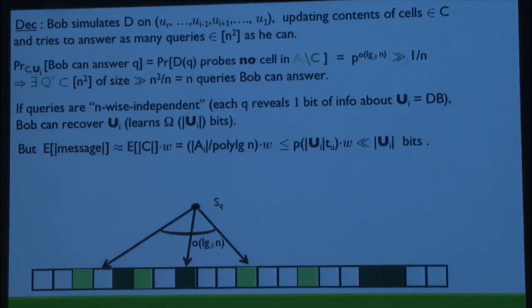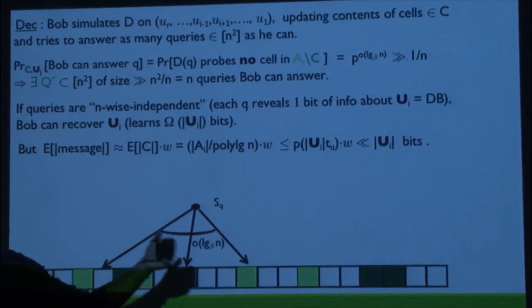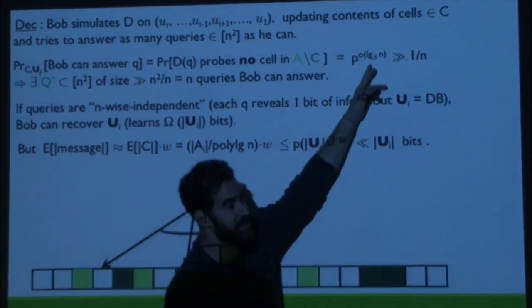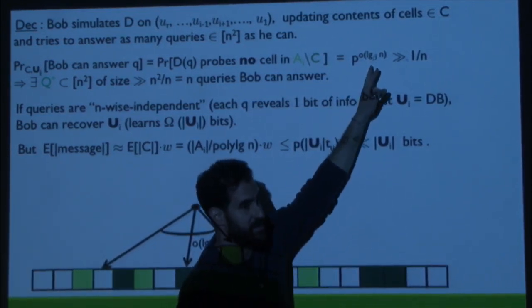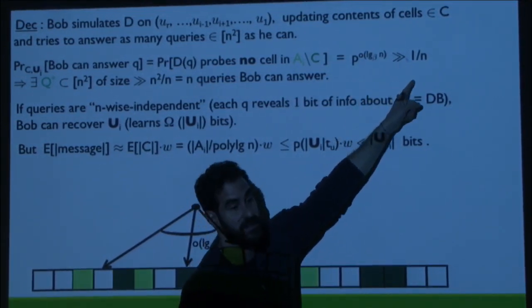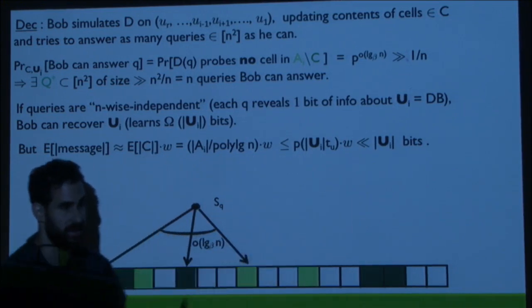Is that point clear? So Alice managed to compress the update sequence and encode it using this too-good-to-be-true data structure. And note that we used crucially the fact that the query time is fast, is logarithmic, because this induces a large fraction of correct queries.